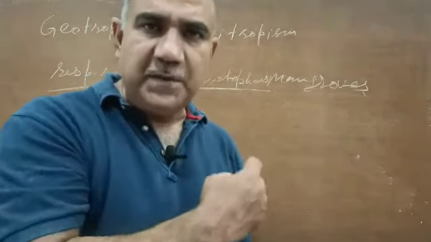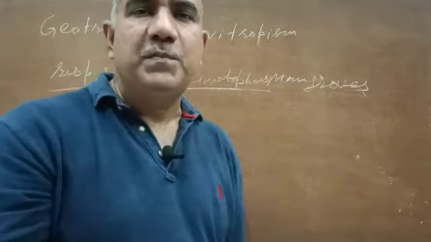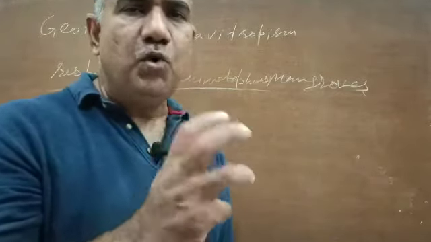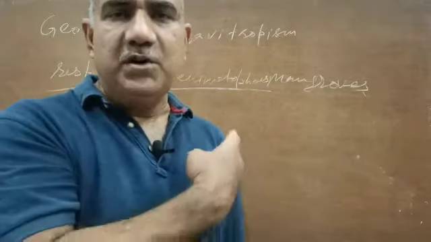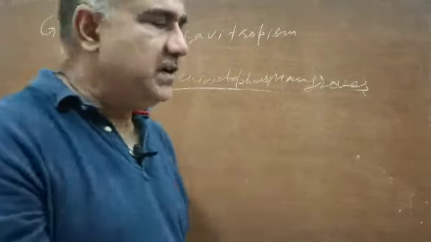The roots of these plants show negative geotropic movement, whereas in case of most of the plants, roots always show positive geotropic movement.